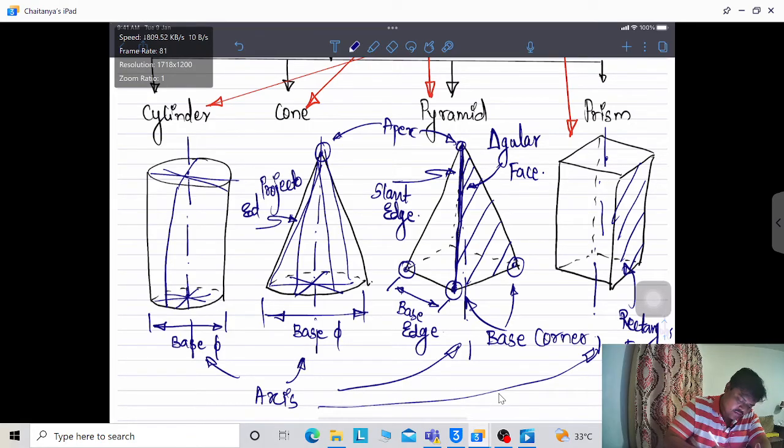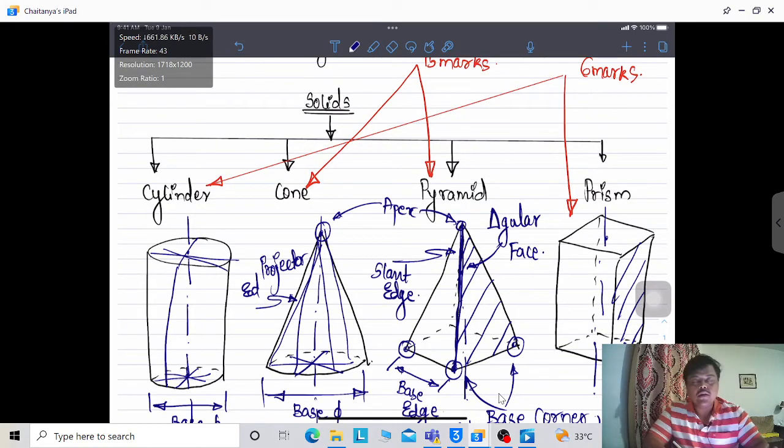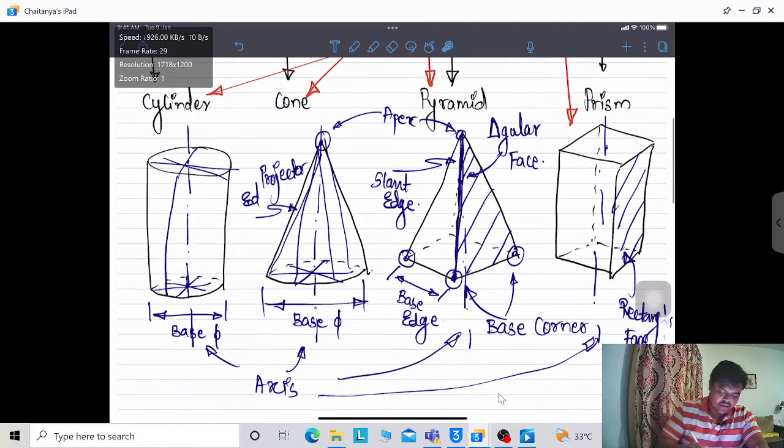So when we are concerned with solids, you need to know the technical words, that is nothing but the base diameter, base edge, base corner, rectangular face, triangular face, then a slant edge and projector. Because इसके ऊपर ये टेक्निकल टर्म्स के ऊपर आपको जज करेंगे और आपको वो प्रॉब्लम सॉल्व करना आना चाहिए. So this is nothing but the basics of solids.